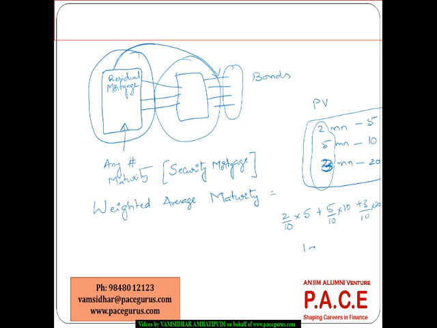So this is 1, this is 5, and this is 6. So the weighted average maturity period for this mortgage-backed security is typically 12 years. You getting it? So that's how we compute the weighted average maturity period, and at the same time we also compute the weighted average coupon associated with this MBS.